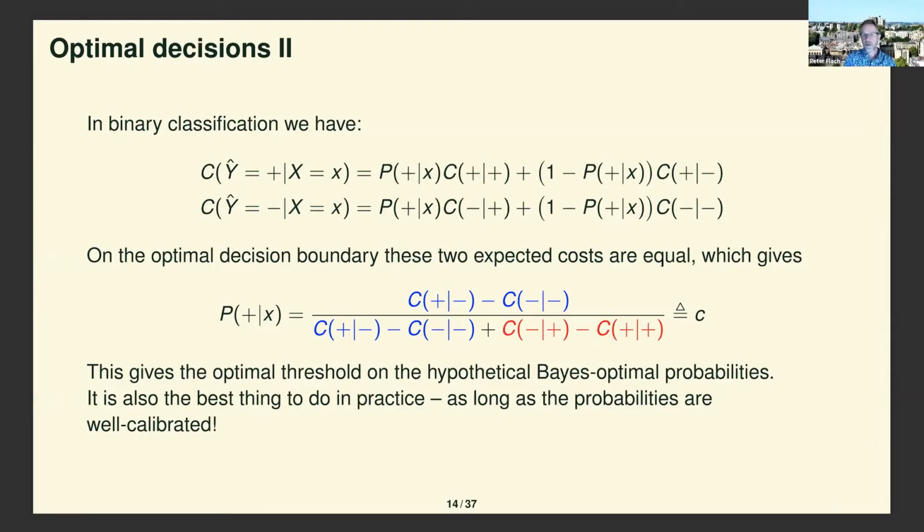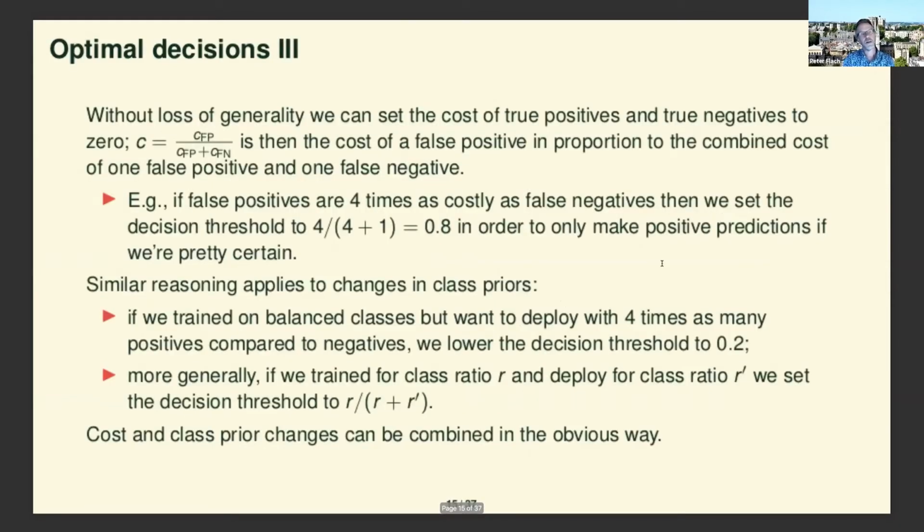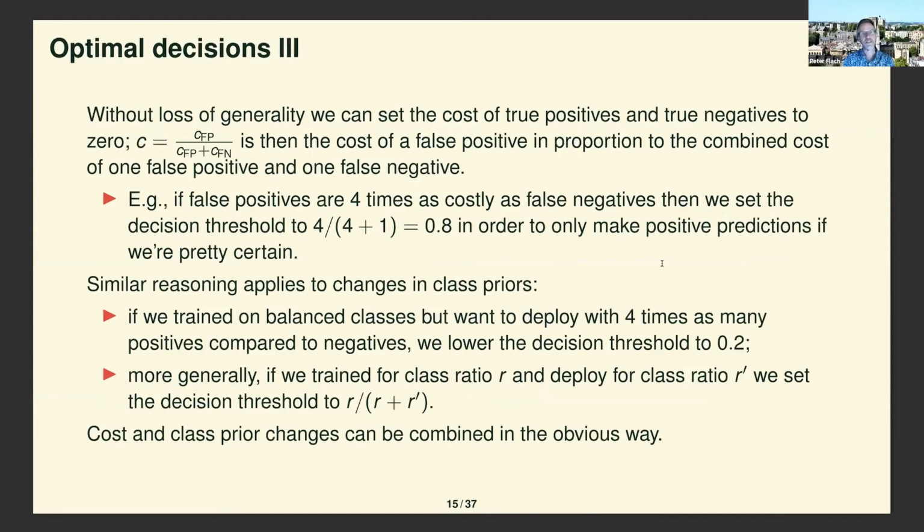Okay, so the cost of a true negative is, of course, a negative cost, so the minus sign cancels out. It's often convenient to just set the costs of a true negative and also a true positive to 0, in which case effectively you get this formula that this ratio c is the cost of a false positive in proportion to the combined cost of 1 false positive and 1 false negative.